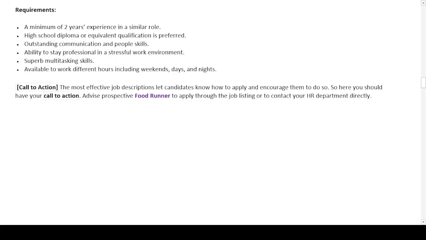At the end, our job description ends with a call to action paragraph that states how a potential candidate can apply for a particular job, or in easy words, how they approach the HR department to get more information about this job of a food runner. Basically, a medium of contact is written in this section by a company. And finally, our job description ends here.